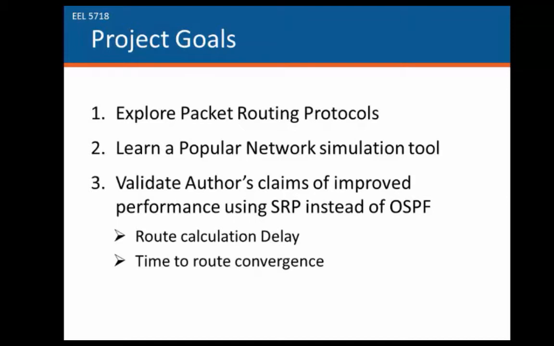Our second goal was to learn a popular network simulation tool. And finally, we wanted to validate the authors' claims in the paper we chose of improved performance using Sequoia Routing Protocol instead of Open Shortest Path First protocol. Two metrics are used to calculate this performance: route calculation delay and time to route convergence, both of these after a node failure or increased congestion in the network.